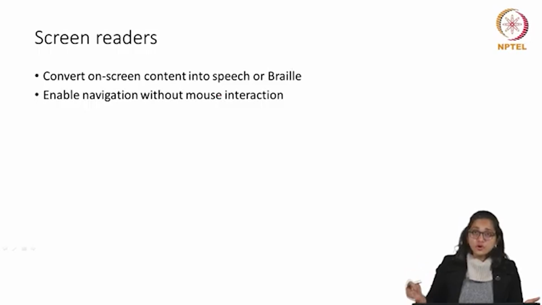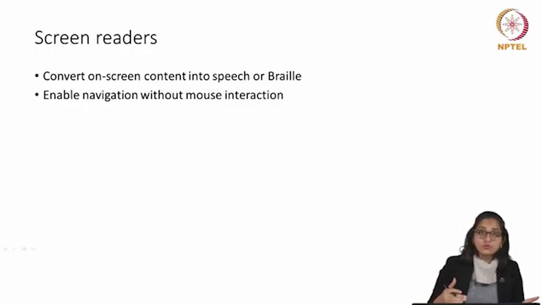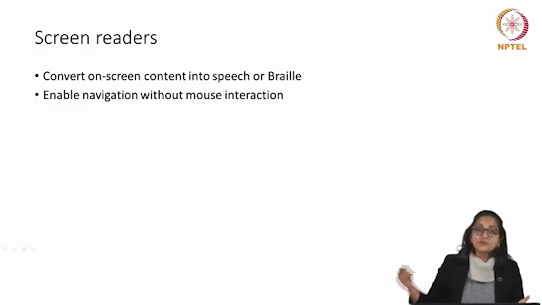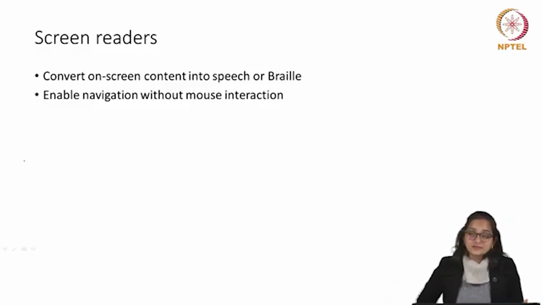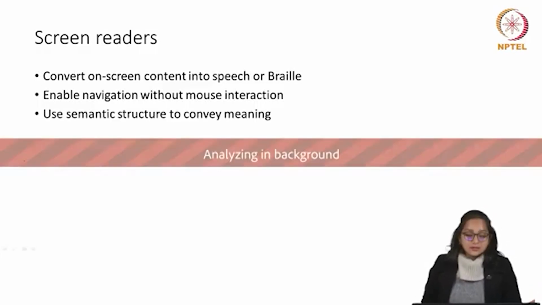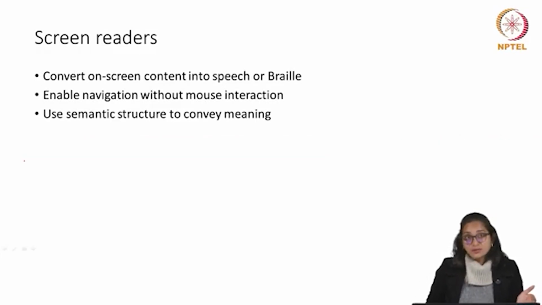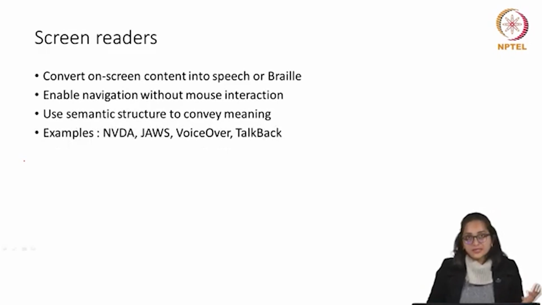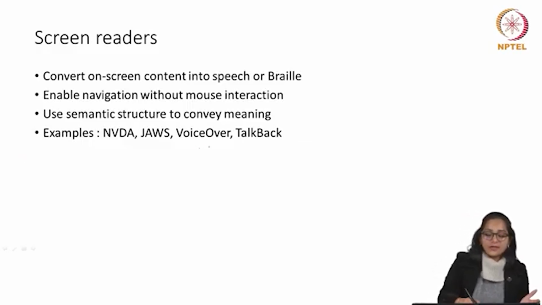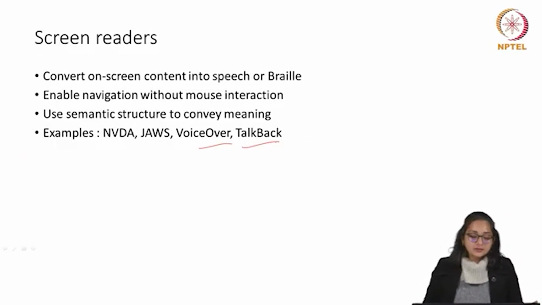It is also helpful not just for people who are visually impaired, who are unable to locate buttons on a screen, but also for people who do not have gross motor or fine motor skills, people with cerebral palsy, etc. They can also interact with digital interfaces using screen readers. They can use semantic structure to convey meaning. So, of course, the common examples are NVDA, JAWS, VoiceOver, TalkBack. These include mobile-based screen readers and system-based screen readers.